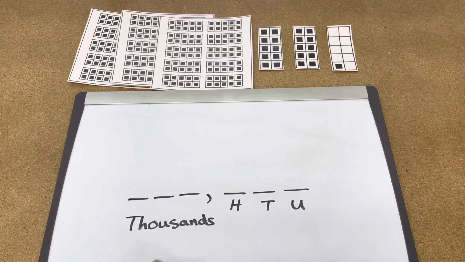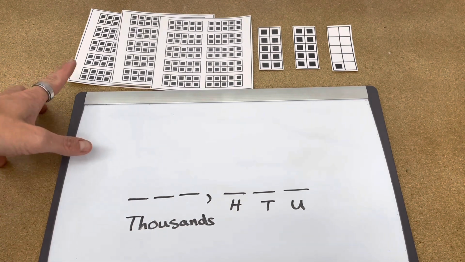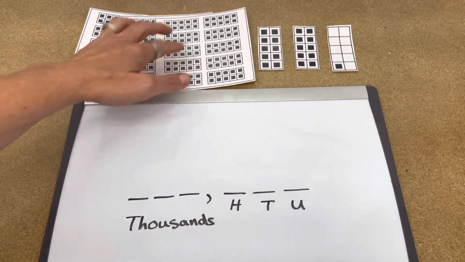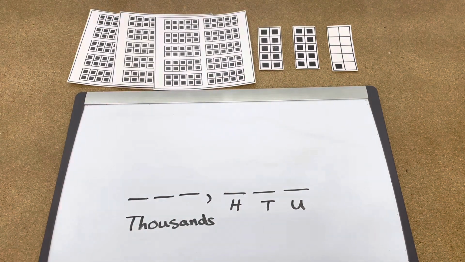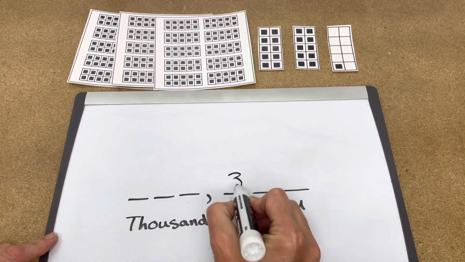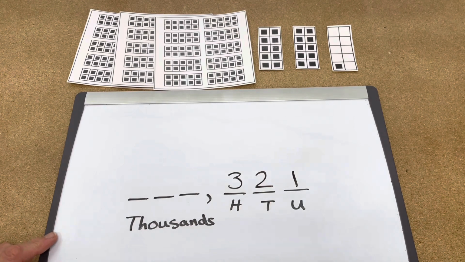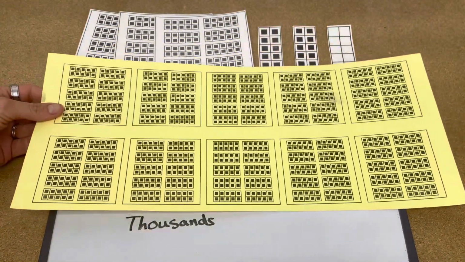To teach numbers with 1,000 all the way from 1,000 to 999,000, we need to first understand numbers of hundreds, tens, and units. So we can start by showing students 321. If we want to add thousands, we have to understand what 1,000 looks like.